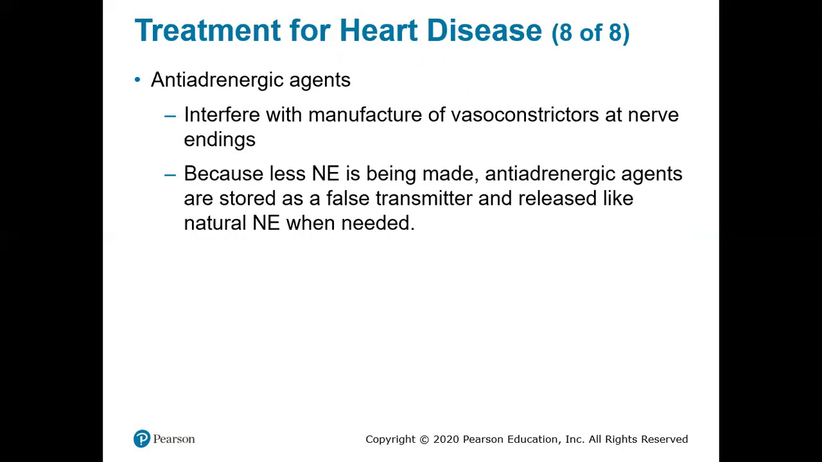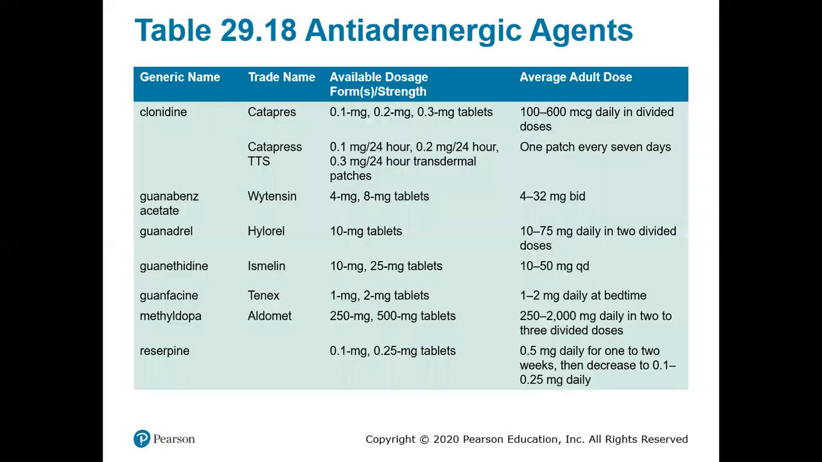Anti-adrenergic agents begin at the bottom right of page 479. These interfere with manufacture of vasoconstrictors at nerve endings. Because less norepinephrine is being made, anti-adrenergic agents are stored as a false transmitter and released like natural norepinephrine when needed. Table 29.18 is on page 479 in the textbook.